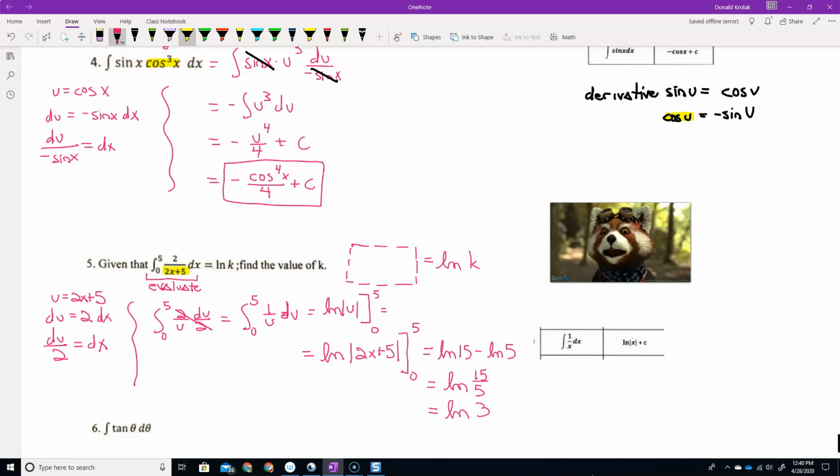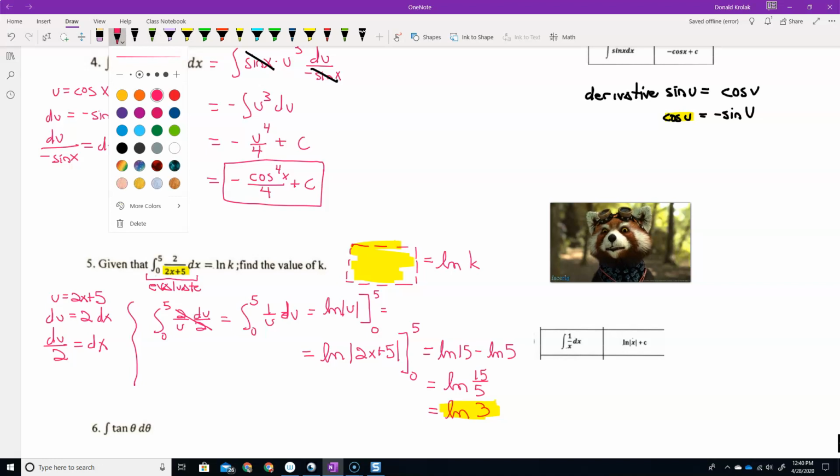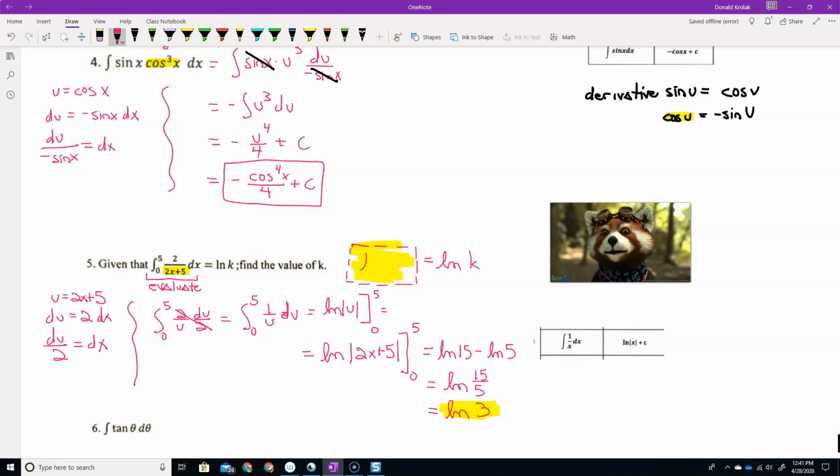Now I can take that value and put it right here, and that tells me that k is going to equal 3. K equals 3.